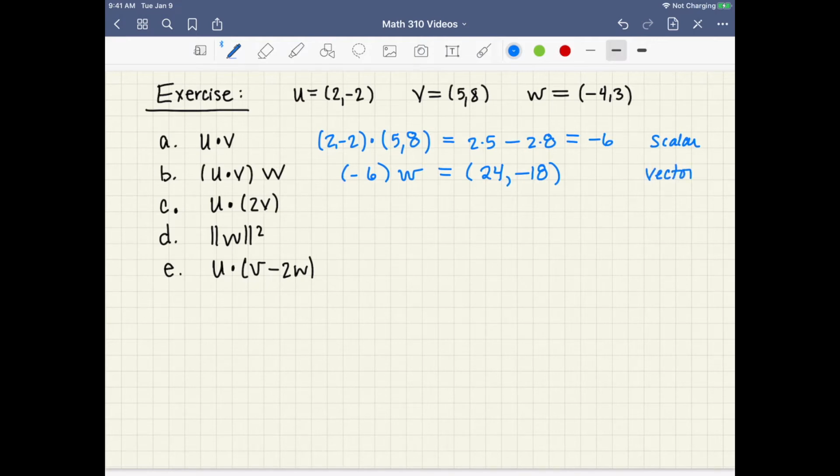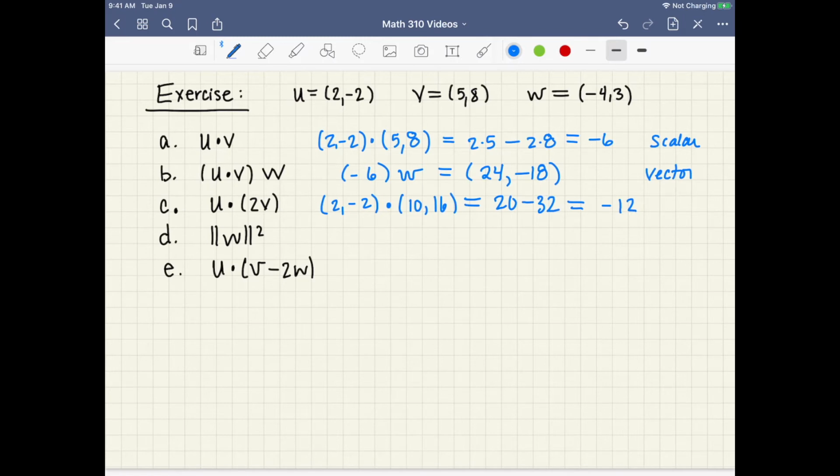Next we're going to look at u dot 2 times v. So here we're going to be taking another dot product. Now we're taking the dot product of (2, -2), but with the vector 2v, not v. So before we do that dot product, we need to multiply every entry of v times 2, because this is the scalar 2 times the vector v. So we're dot producting with the vector (10, 16). So now we just have another normal dot product to evaluate, and this gives us 20 minus 32, giving us an answer of minus 12.